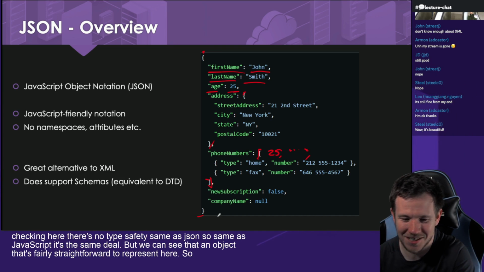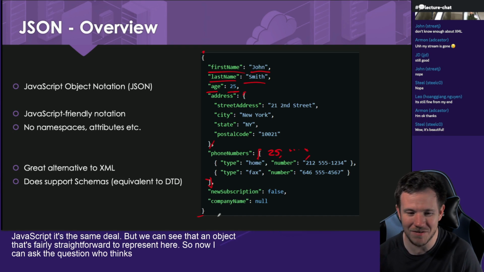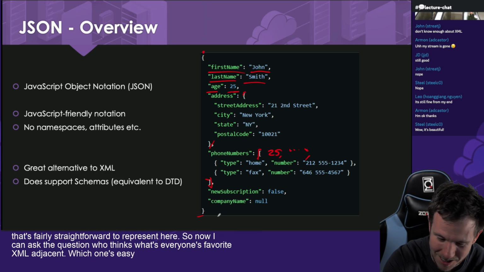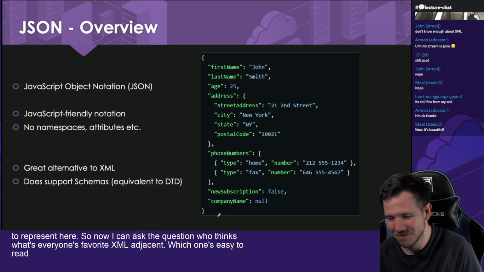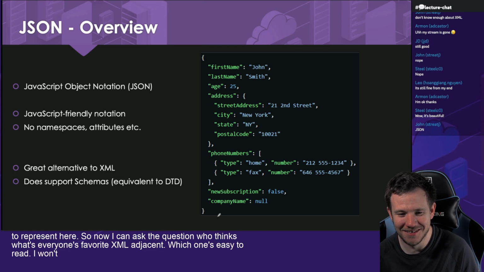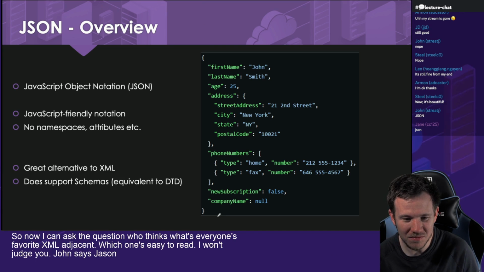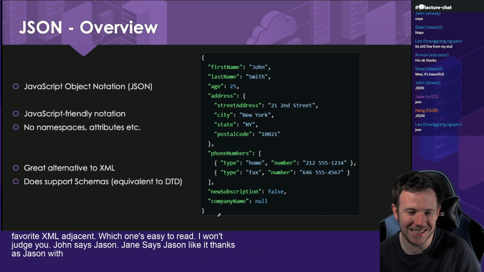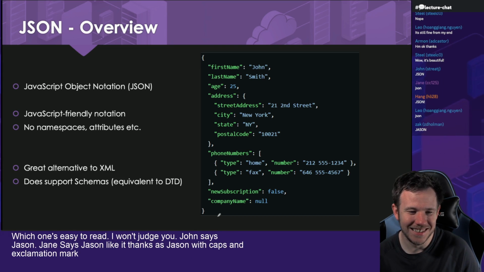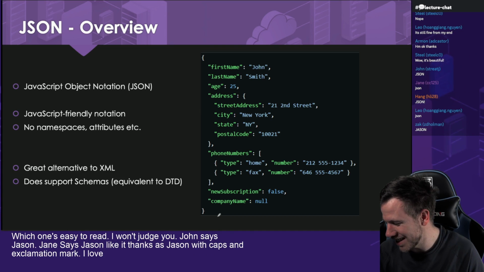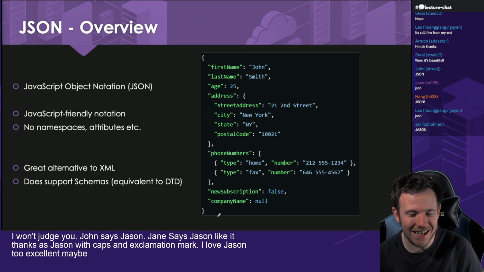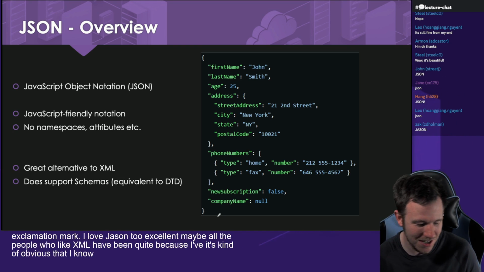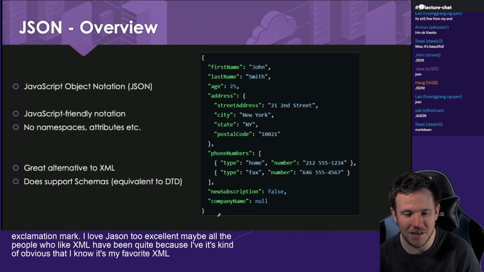So now I can ask the question: what's everyone's favorite, XML or JSON? Which one's easier to read? I won't judge you. John says JSON. Jane says JSON. Like it. Hank says JSON with caps and exclamation mark. I love JSON too. Excellent. Maybe all the people who like XML have been quiet because it's kind of obvious which one is my favorite. XML absolutely has its place.